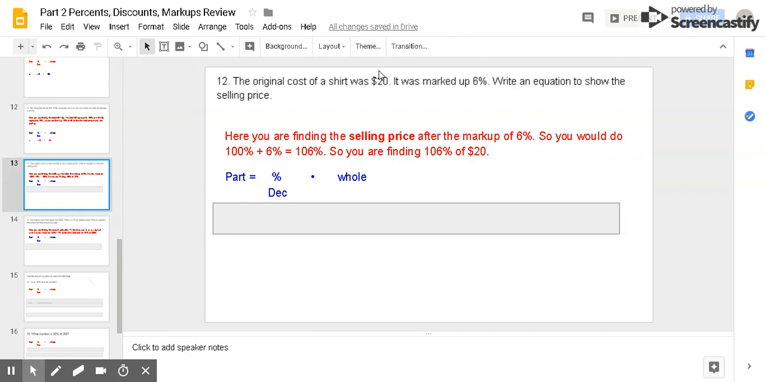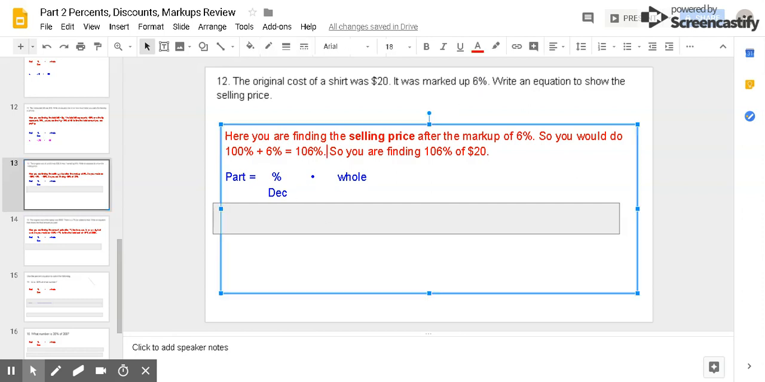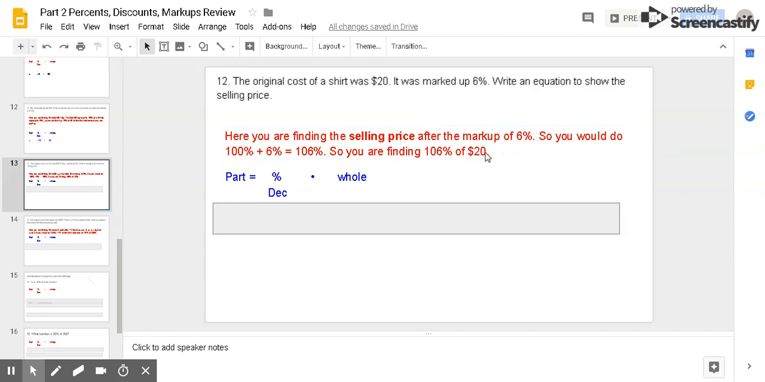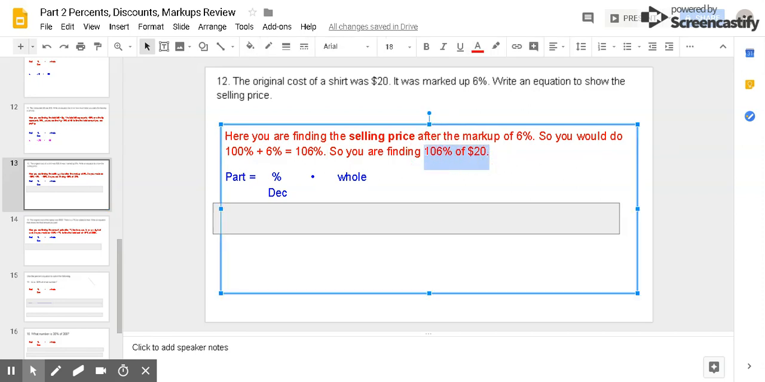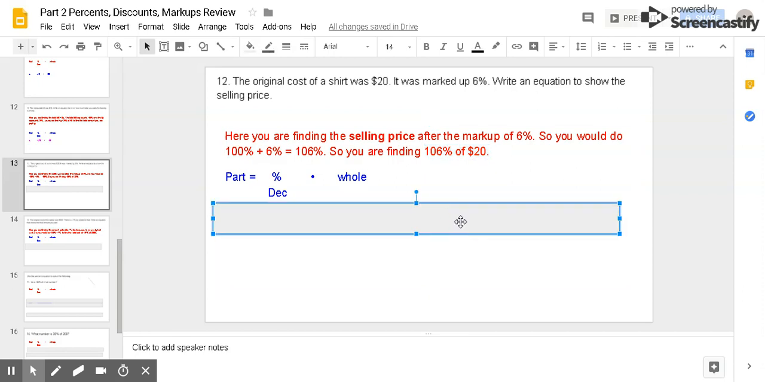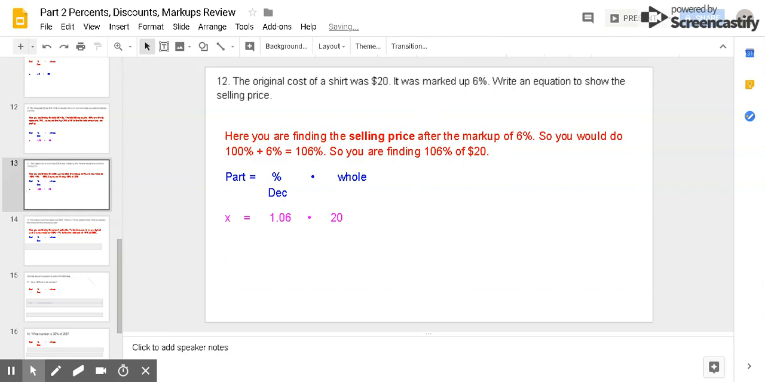So it's whatever this $20 is, right? $20 represents 100% plus 6% additional. So 100 plus 6% gets you 106%. So you are finding 106% of $20. So this is the information that you really need to input into our percent equation. 106% as a decimal is 1.06, and then times your whole, times 20.